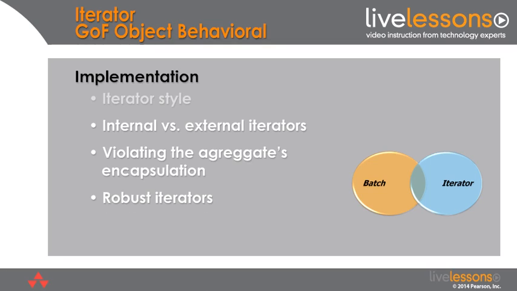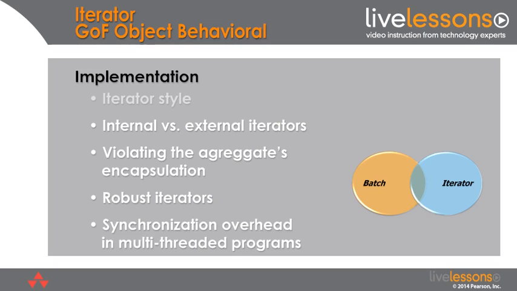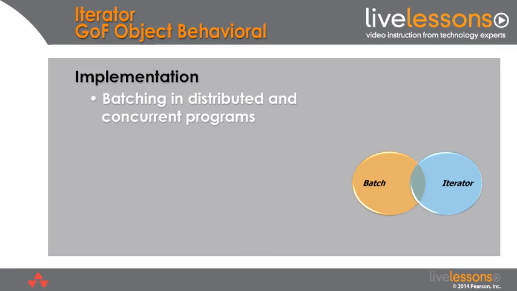Robust iterators allow you to make changes to the underlying aggregate without affecting the iterators that are already iterating over that aggregate. Not surprisingly, that is a lot more complicated to implement and takes more overhead to implement properly as well. Some other implementation considerations: trying to minimize synchronization overhead in multi-threaded programs, and trying to minimize latency overhead in distributed programs.